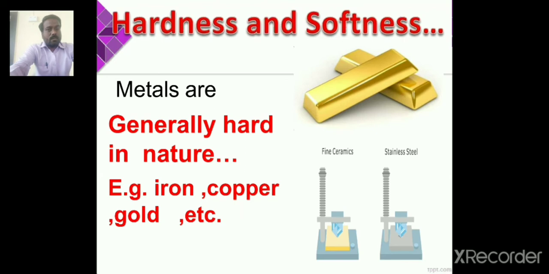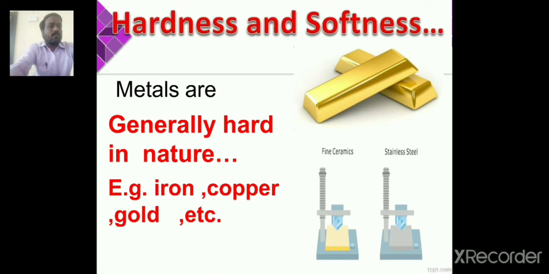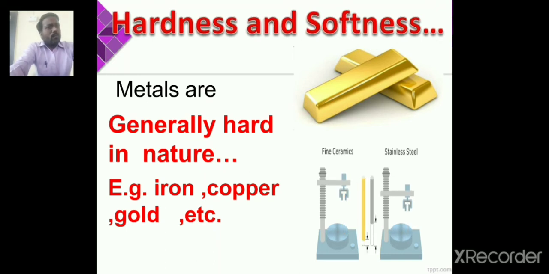Hardness and softness. Metals are hard, tough and also soft. Generally metals are hard in nature. For example, iron, gold, copper, all these have hardness. You see the fine ceramics, stainless steels, all these examples with GIF image. You see the diamond is a hard material which is not easily brittle, which is not easily molded into any shape.